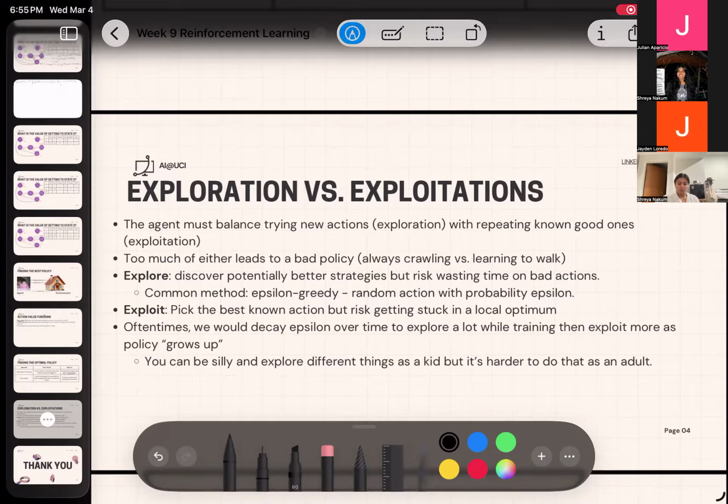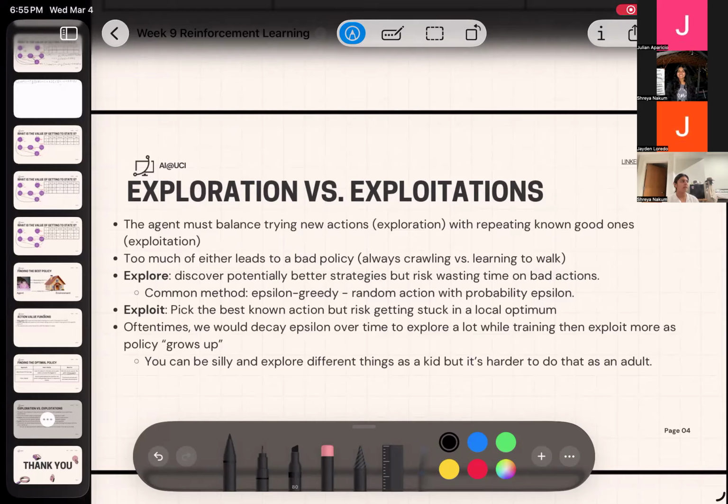If you keep trying new things over and over and over again, you might risk wasting too much time and never getting a good reward. So a common method for exploring is doing something called epsilon greedy, which is a random action that you take with the probability of epsilon.